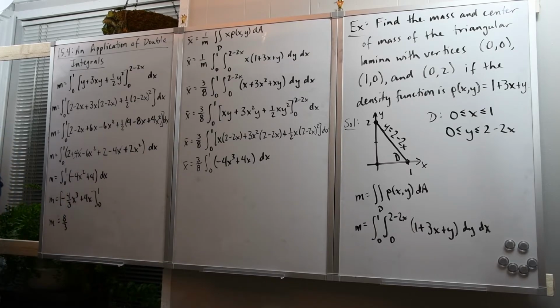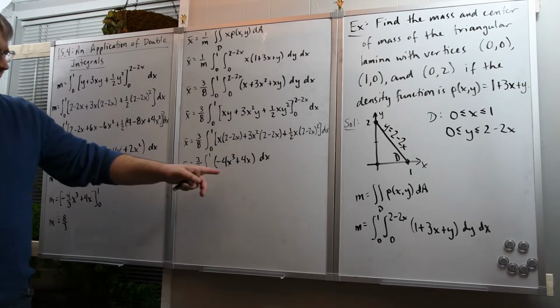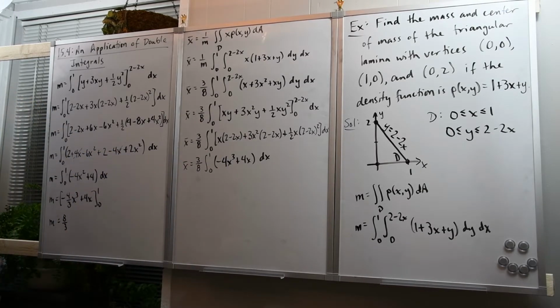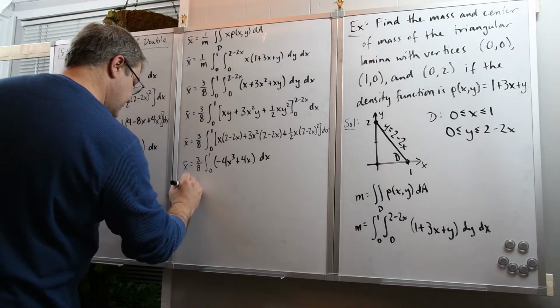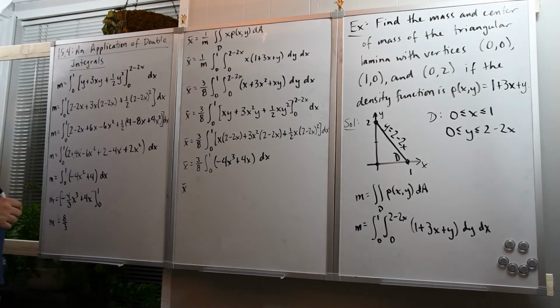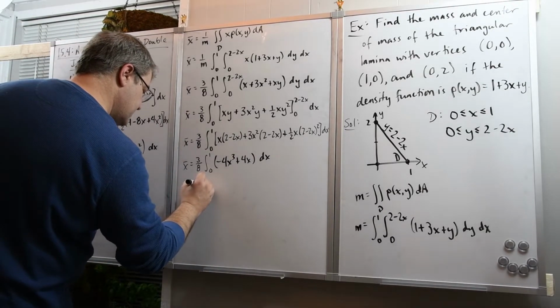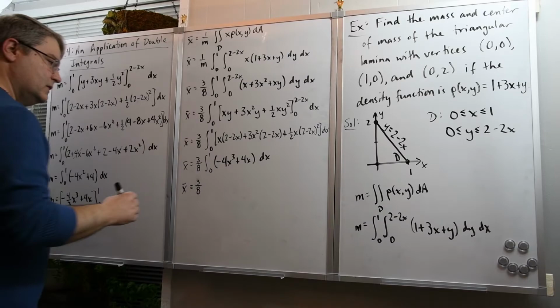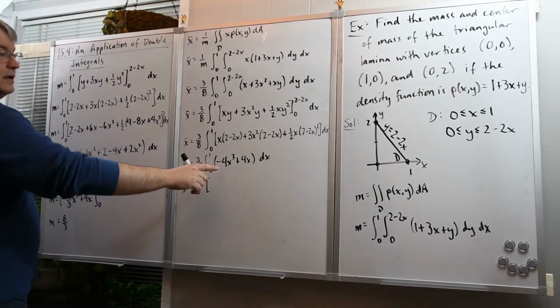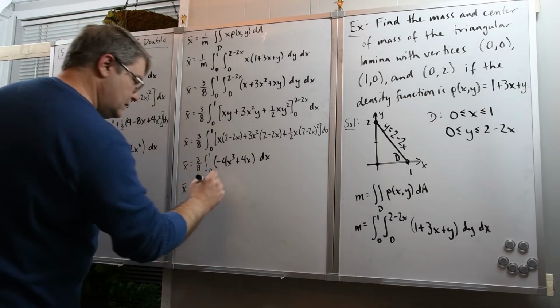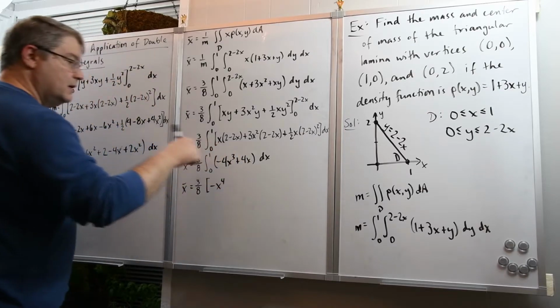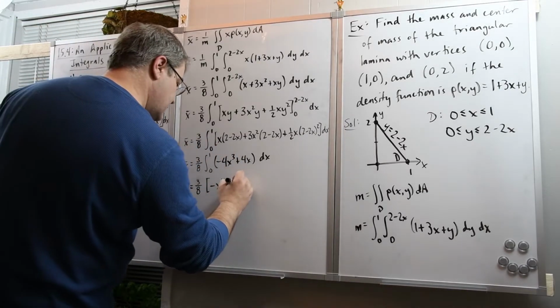So it saved a little bit of time with that, and that's pretty nice, because the negative 4x cubed integrates well, so does the 4x. We'll have a representation for x bar. That'll be 3/8 times. Now we integrate the negative 4x cubed, gives us negative x to the 4th. Integrate the 4x, gives us 2x squared.